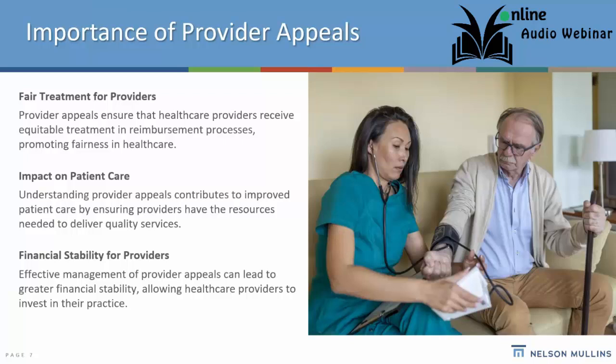If you want to know how important provider appeals are, it matters so much. I am very happy to say that in my 25 years of doing this, I've only seen, and it shouldn't be only, but I've only seen 4 to 5 facilities go under because of these post-payment reviews. You need to receive equitable treatment and reimbursement processes. Also, it impacts patient care. And you want to make sure that providers have financial stability.